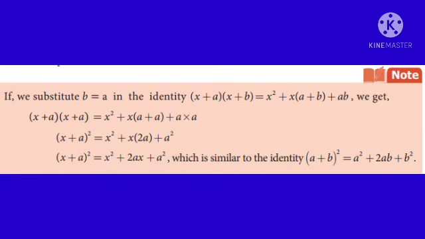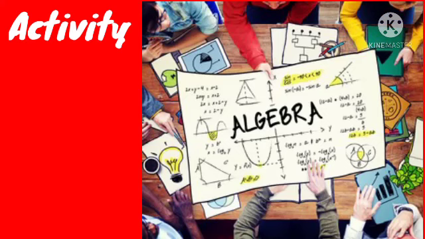If we substitute b is equal to a in the identity, x plus a into x plus b is equal to x square plus x into a plus b plus a into b, we get x plus a the whole square is equal to x square plus 2ax plus a square, which is similar to the identity a plus b the whole square is equal to a square plus 2ab plus b square. Children, do the following activity.